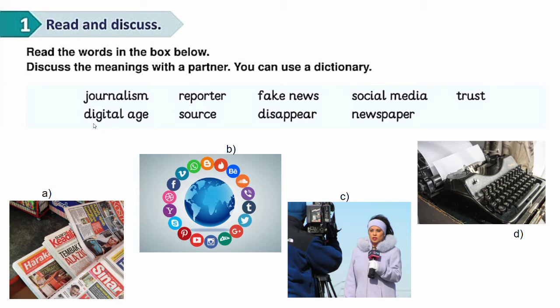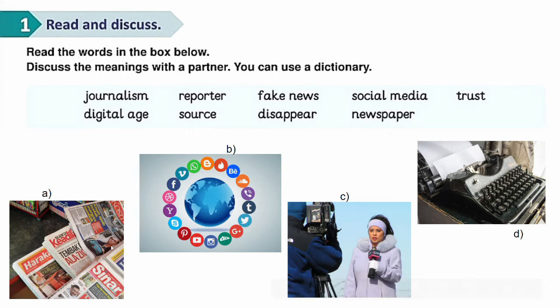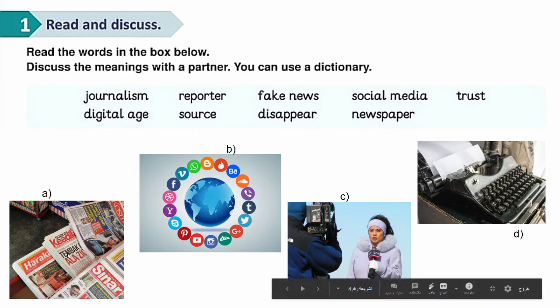Nowadays we are in a digital age, that is, technology is everywhere in our life. Disappear means vanish, does not exist suddenly. A newspaper, here picture A, we have different types of newspapers. Good.